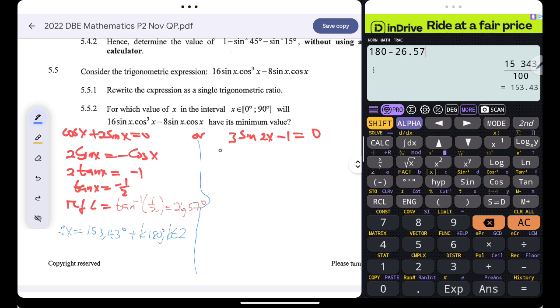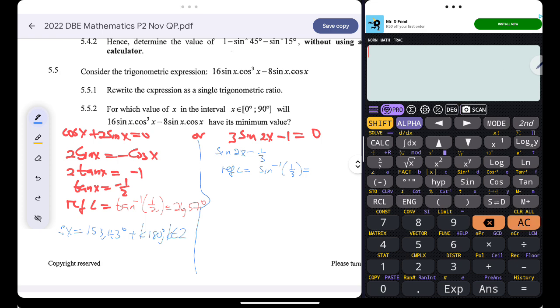For this one, I can simply say sine 2x is equal to 1 over 3. Then after isolating sine 2x, I must find my reference angle. Therefore, my ref angle is equal to sine inverse 1 over 3. What do I get? Shift sine 1 over 3. It's 19.47 degrees.